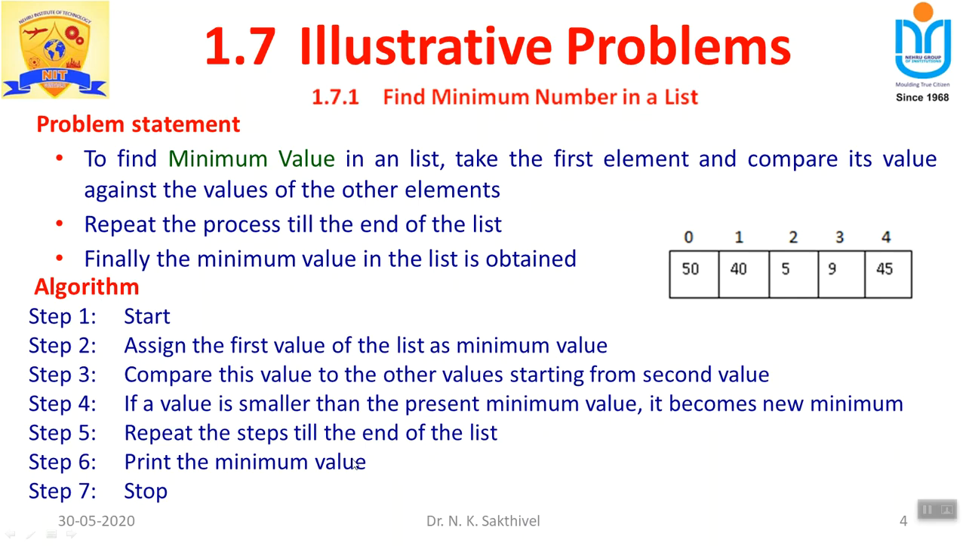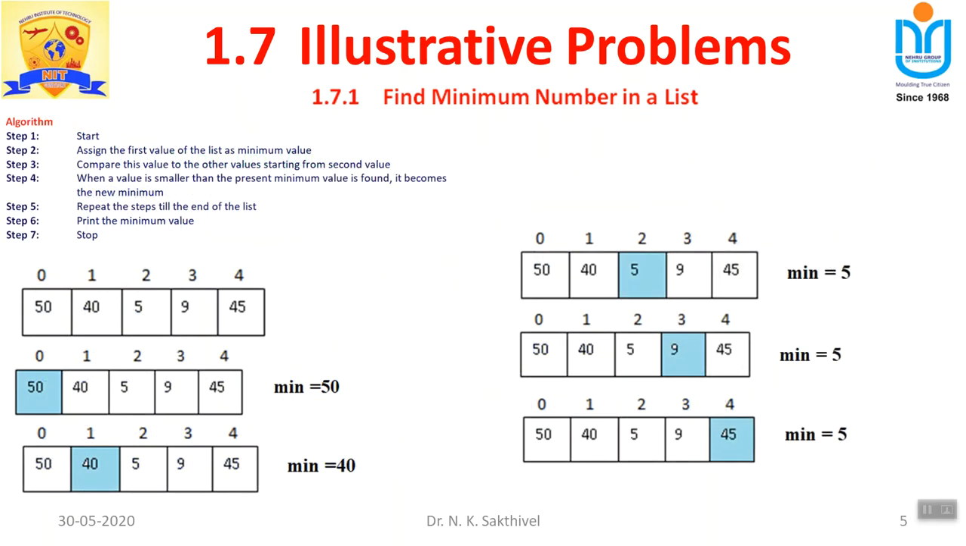The algorithm is given. What I demonstrated is the same as in this algorithm. With suitable examples we can see. Let us consider these numbers. As I told you, first assign the first value of the list as the minimum value. Here the first value is 50. The 50 is assigned as the minimum number. Then compare this value to the other values starting from the second value. So from the second value onwards, I am comparing with this number. Now I fixed the minimum value as 50.